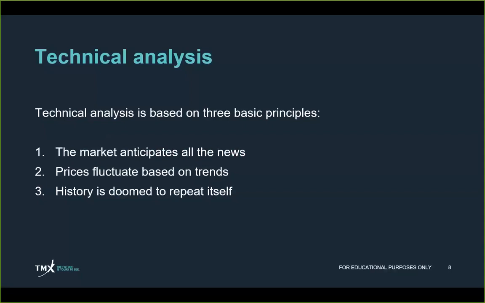Prices fluctuate based on trends. So we know that the market does not go up or down in a straight line. There's always going to be little waves, little ebbs and flows, little peaks and valleys that indicate certain periods within the trading history of a stock or a commodity or what have you, where market conditions have changed, investors have changed their sentiment, and at the end of it all, they've ultimately either bought more aggressively or sold more aggressively based on that information.